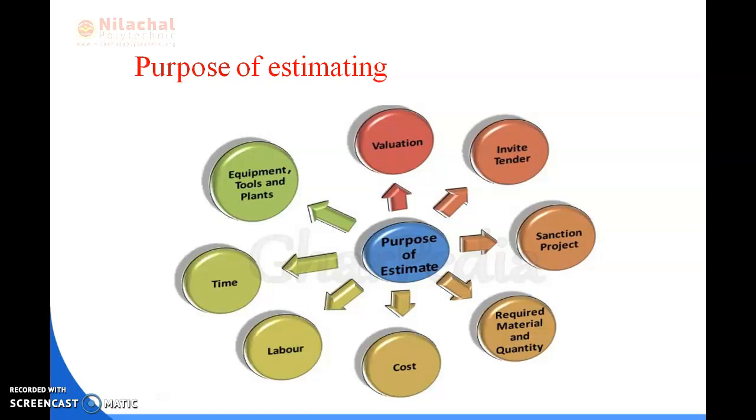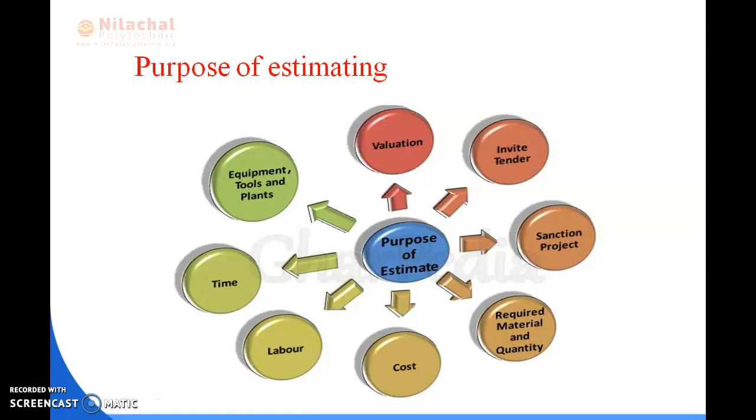The first purpose is equipment, tools, and plants. What is the need of equipment, tools, and plants? It is to know the detail of the cost of equipment, tools, plants, and machinery to be used in construction. Then after that, we need time, to plan the time schedule of construction depending upon the cash flow, that is, the availability of funds.